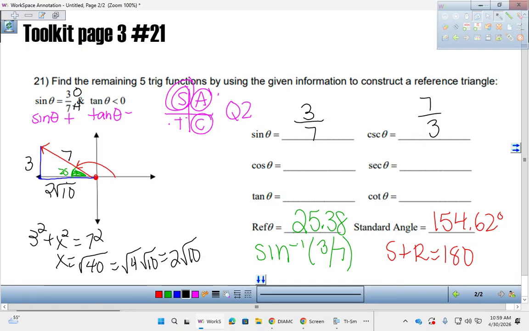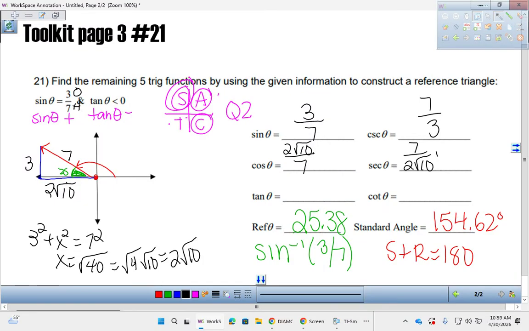I need that 2 root 10 to do anything with cosine and tangent because now I have the adjacent side length. So cosine is adjacent over hypotenuse. Did I miss anything on that? All right, let's say I didn't miss anything. We'll go back to it. All right, so if I flip that, 7 over 2 root 10, the flipped of that, right?